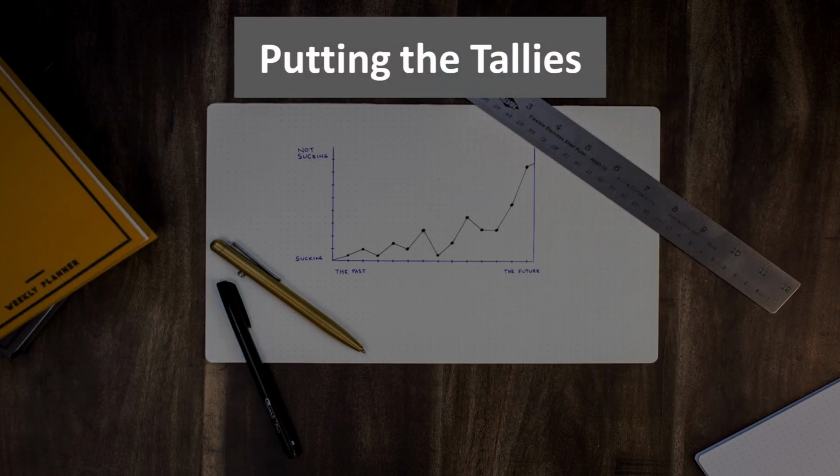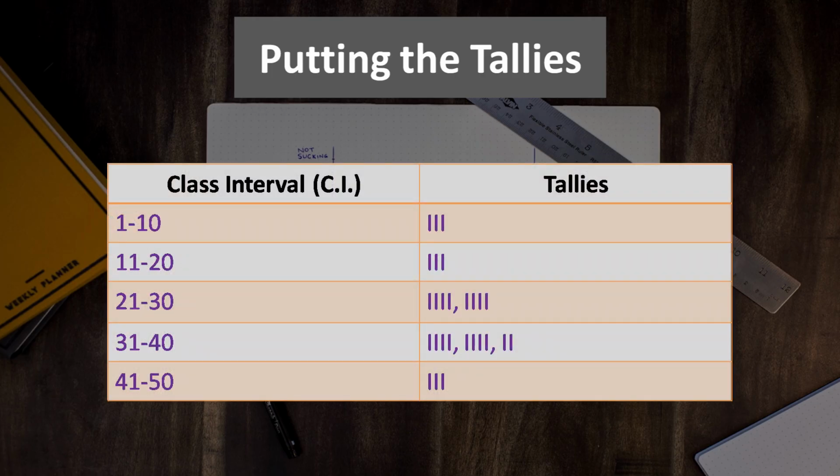The fifth step is putting the tallies. We have already decided the classes: 1 to 10, 11 to 20, 21 to 30, 31 to 40, and 41 to 50. Already 30 individual scores are with you. So you have to go through each score, and see how many scores are between 1 and 10. And here you have to make the tally marks. That's called the tally mark. Here you see 3 lines, I have put 3 tallies. It means 3 scores are there within the class of 1 to 10.